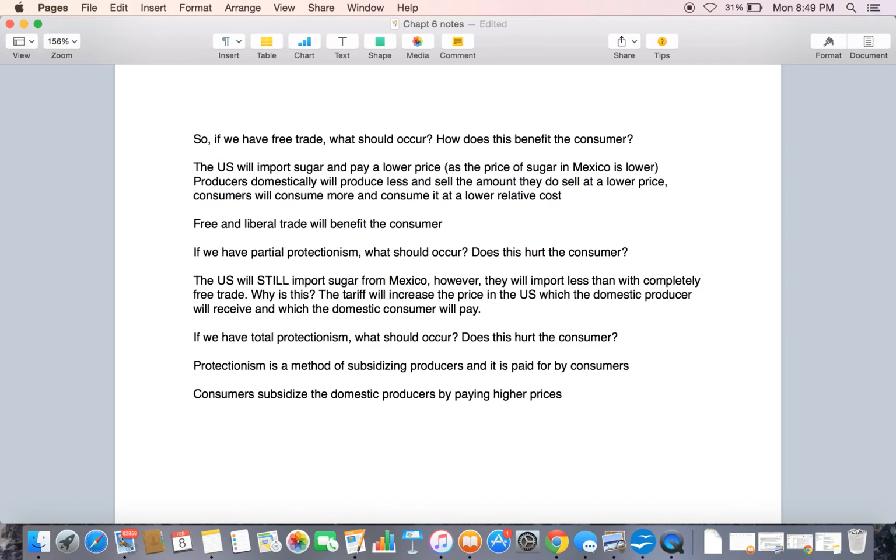Therefore, the tariff will increase the price in the United States. This price increase will be price with trade plus some amount of tariff. And that will cause the price that the domestic producer is receiving to be slightly higher. And thus the price that the consumer pays will be slightly higher.